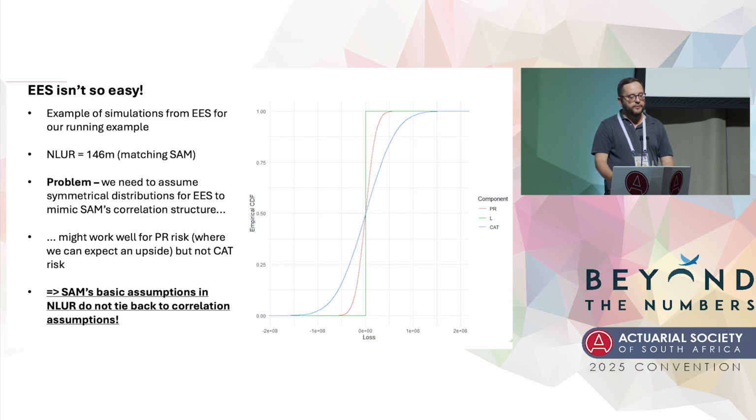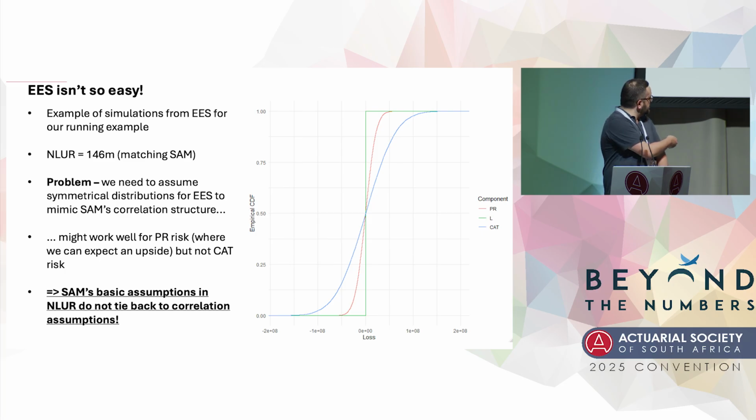So what we did over here is we did a whole bunch of simulations using exactly the method we had before. What I'm showing over here is, in red, your premium and reserve risk distribution implied by this method. In blue, you have your catastrophe risk. Like we saw before, you've got a much higher capital requirement for catastrophe risk compared to premium and reserve risk, which is exactly what you'd expect if you've played around with SAM for a bit.